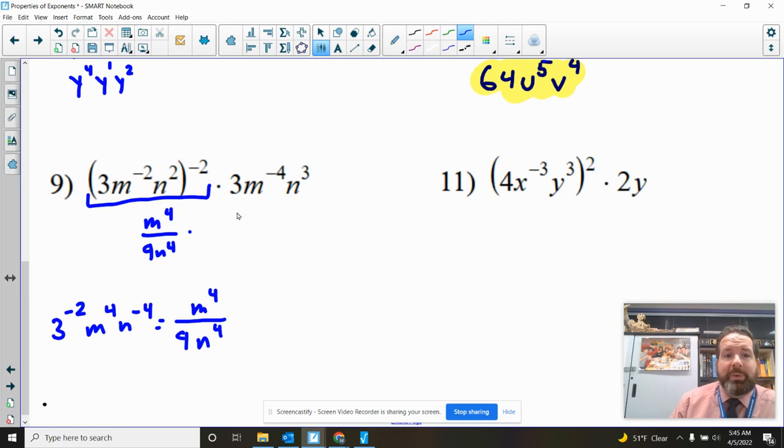Let's put that together with 3 m to the negative fourth. So I'm going to move it to the bottom, make it an m to the positive 4. And the n to the third can stay on top where it is. All right, let's see what we got.